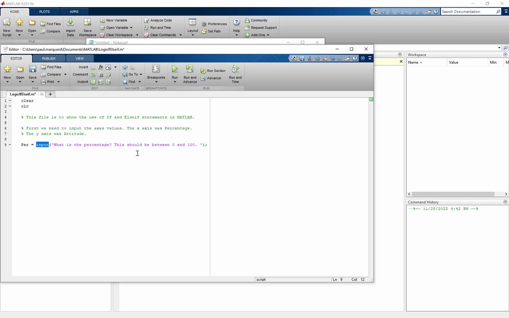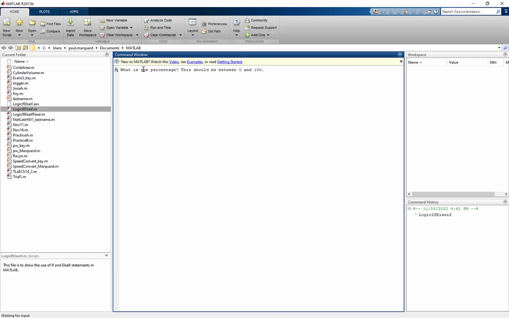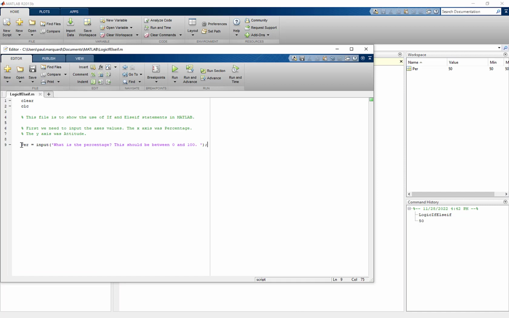Let's take a look at this real quick just to see how it's going. This is far from done, but let me run it. You can see that what pops up here on the top of the Matlab page, the command window, is what is the percentage. This should be between 0 and 100. I could say something like 50, and you can see over here in the workspace that there's a variable now called PER, and it's got a value of 50. That PER comes from the fact that that's what I called it in the program that I'm writing. Let's go to the next line.